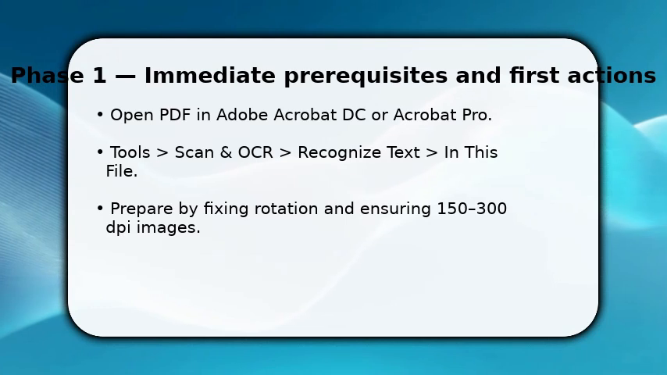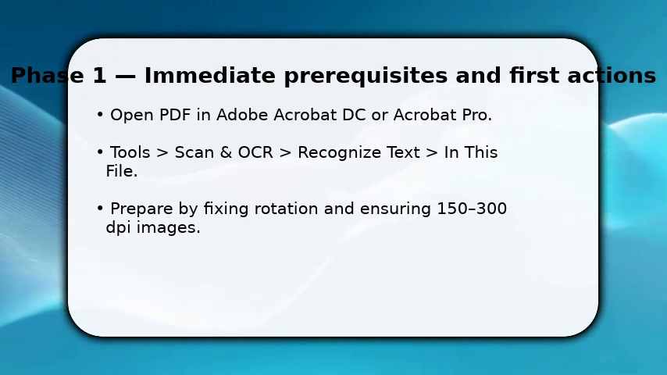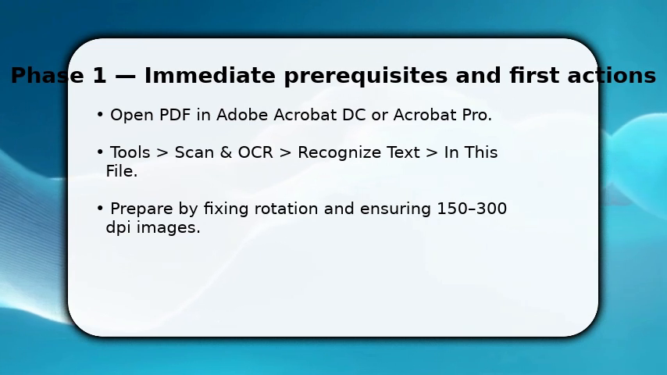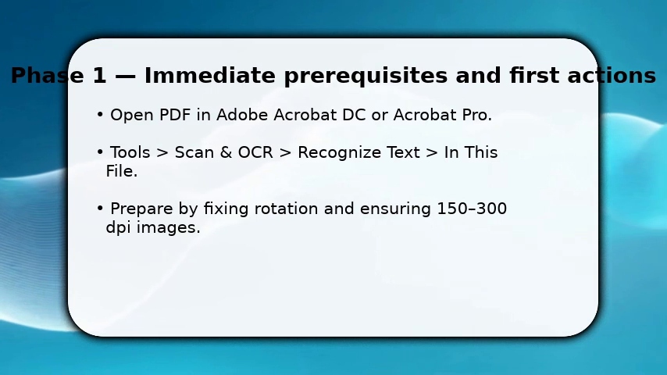You begin by opening the PDF in Adobe Acrobat. Make sure you have Acrobat DC or Pro. Once open, go to Tools, choose Scan and OCR, then click Recognize Text and select in this file. You do this because OCR converts scanned images into searchable, selectable text, so you can search, copy, and export.